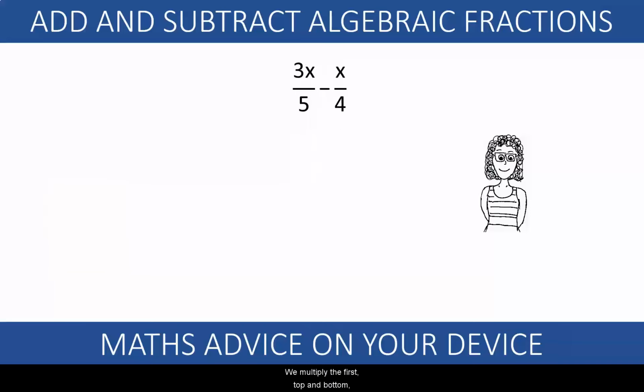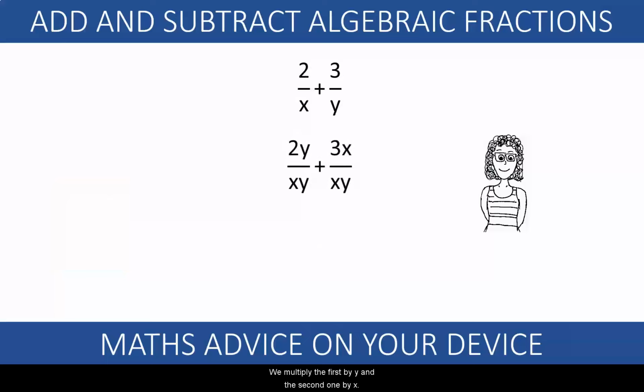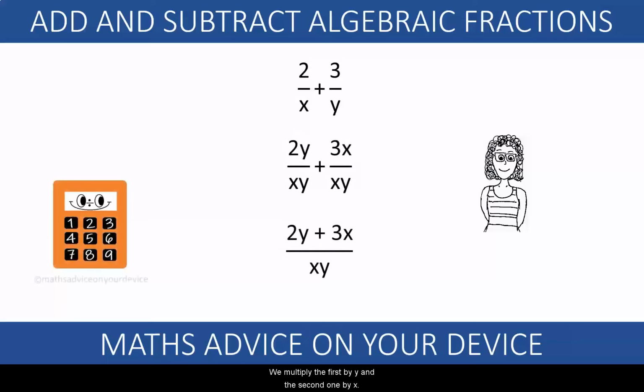Again, we multiply the first top and bottom by 4, and the second, top and bottom, by 5. 12x minus 5x makes for 7x, and we leave the denominator as it is. And again, we multiply the first by y and the second by x. 2y plus 3x cannot be simplified any further, and we leave the denominator xy.